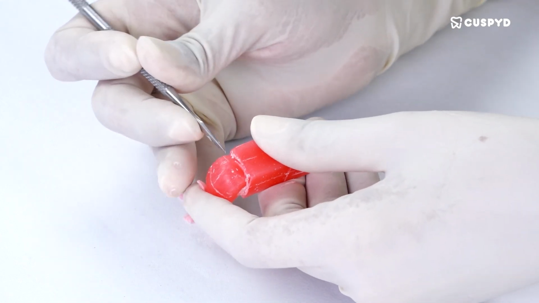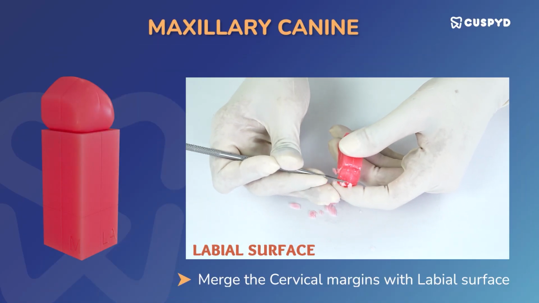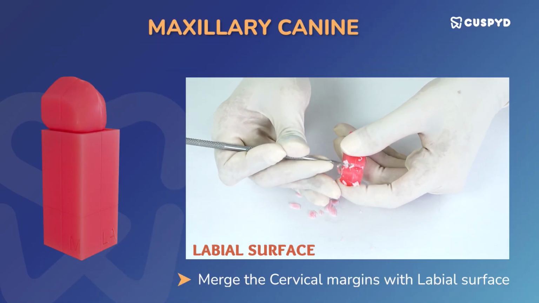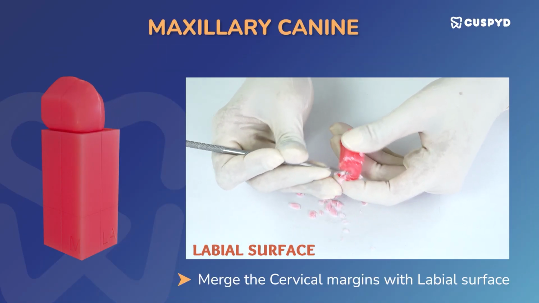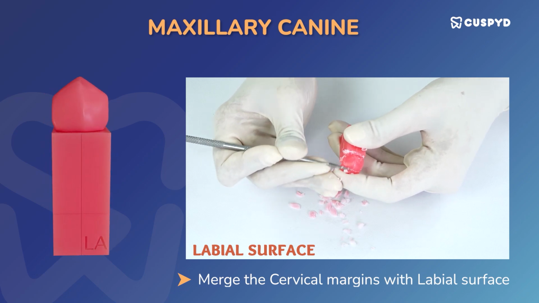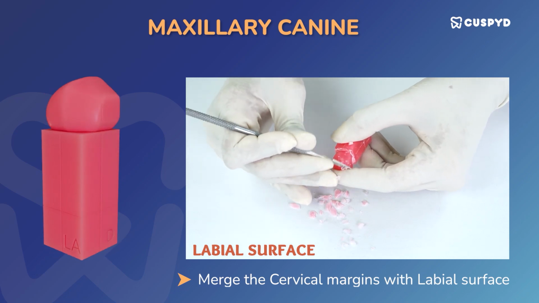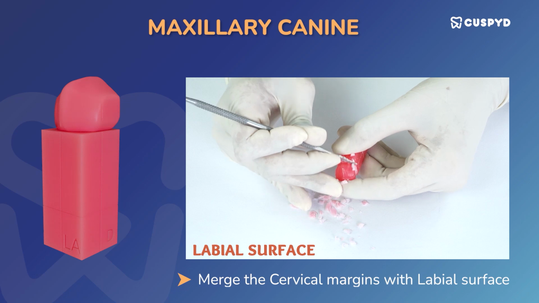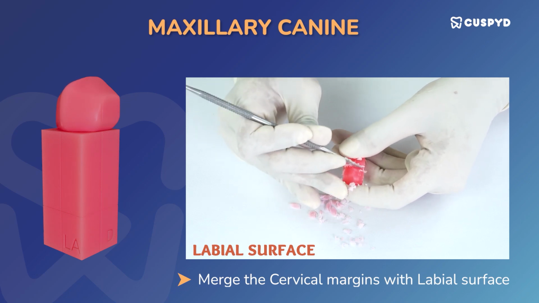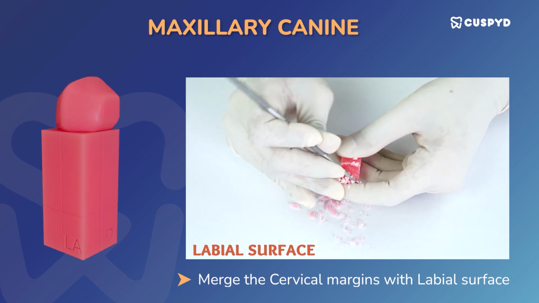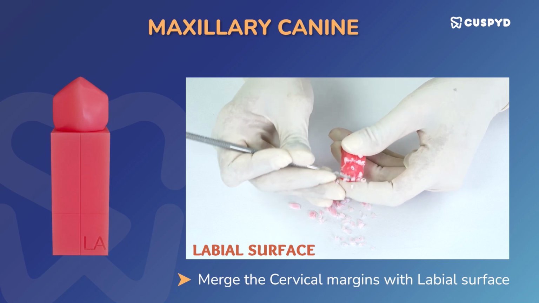After you make the cervical cuts, remember to merge the cervical margin onto the labial surface so that no line is formed at the cervical margin. If you don't merge, then there will be a distinct line that can be seen onto the labial surface.